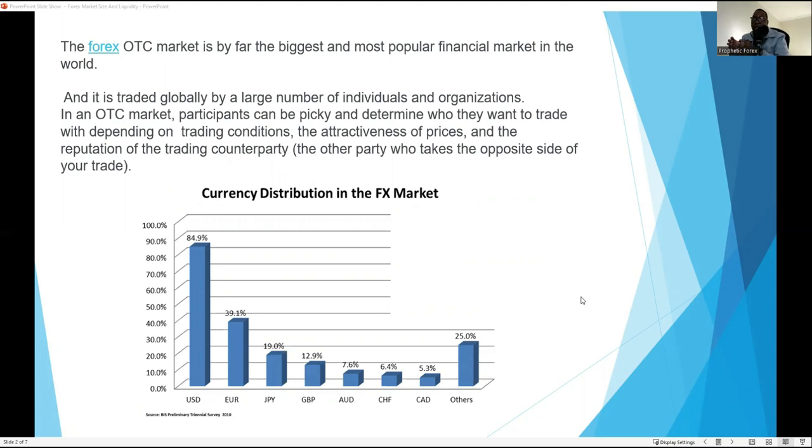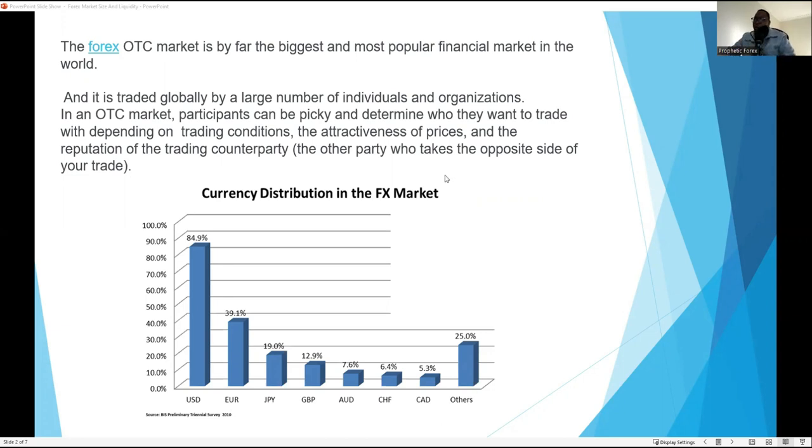In fact, in the OTC market, participants can be very picky and determine who they want to trade with, depending on the trading conditions, the attractiveness of price, and the reputation of the trading counterpart. That's what we mean by broker, okay? But I'll go into that as we go along.